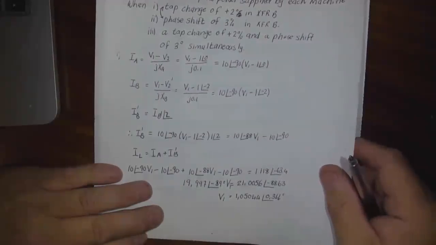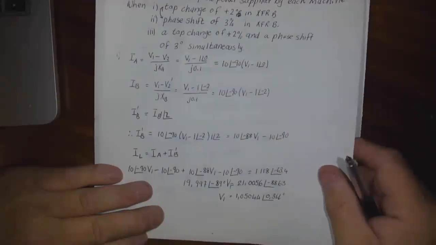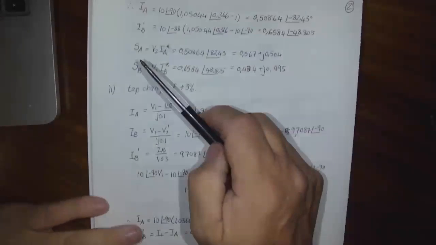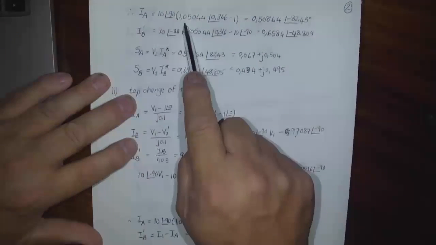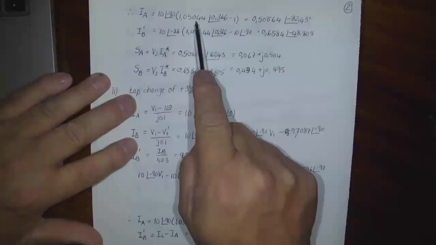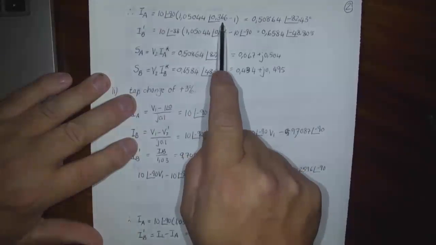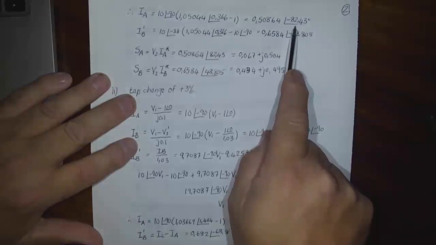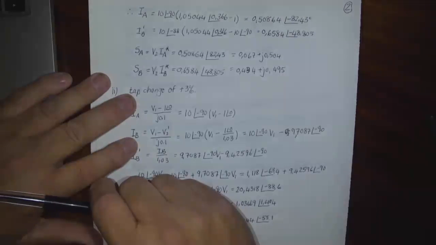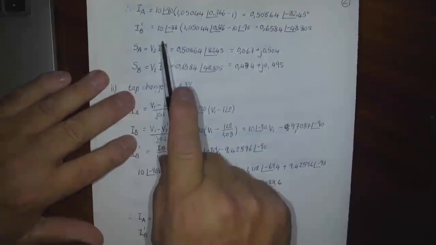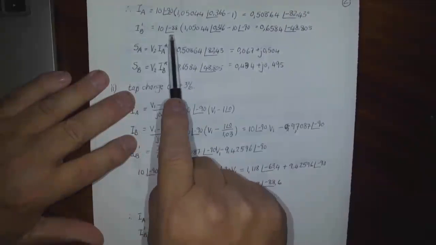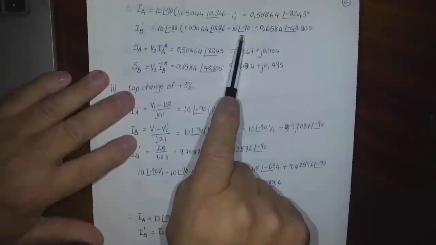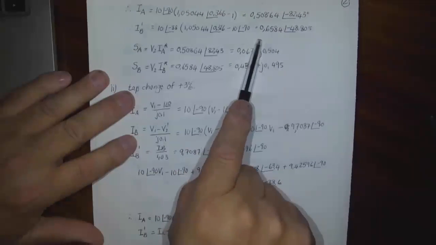Something that's not clear? Right. So IA is then 10 angle minus 90, 1.05044 angle 0.366 minus 1. That gives us 0.50864 angle minus 82.43. Oh no, here's your one. IB dash is 10 angle minus 88, like that.